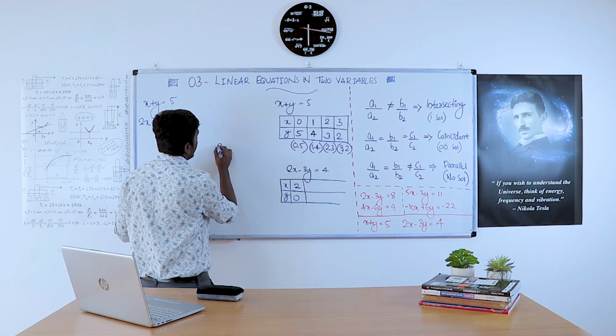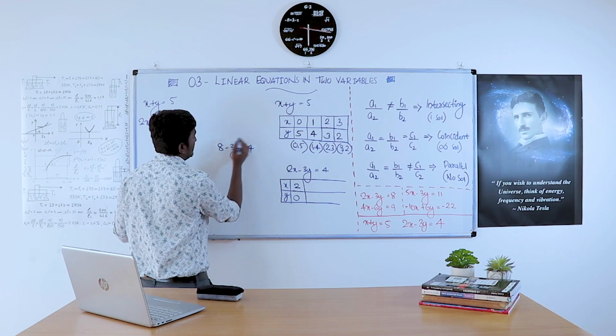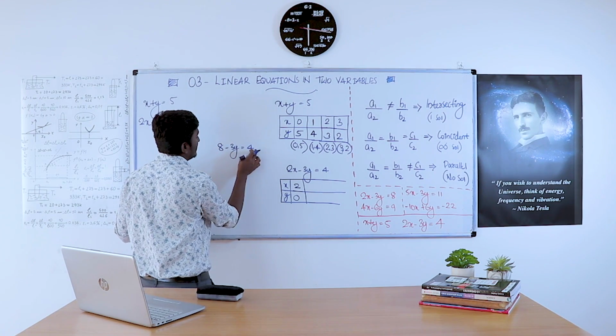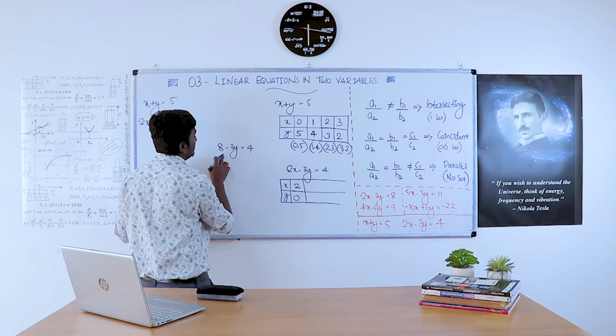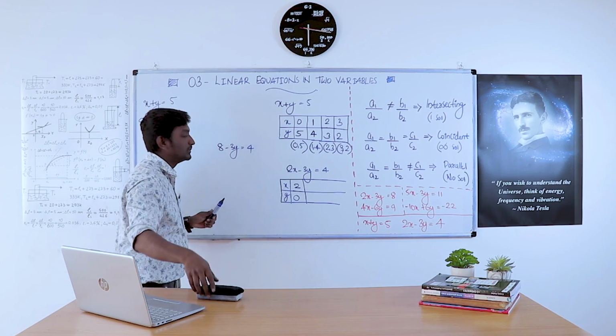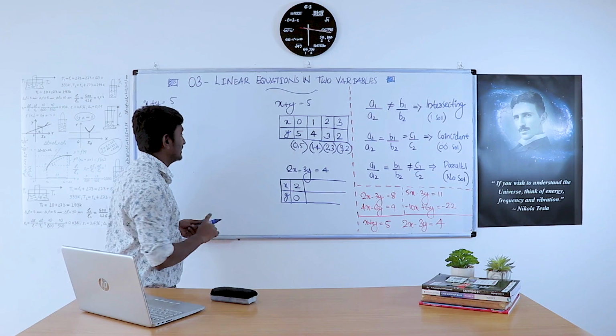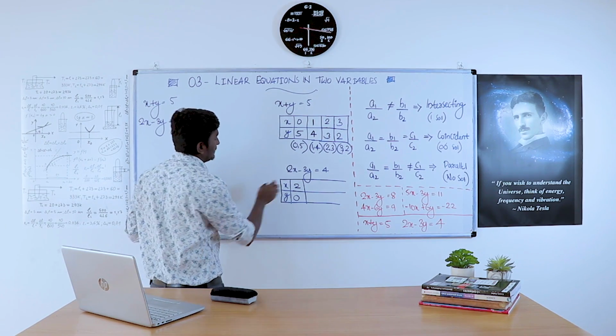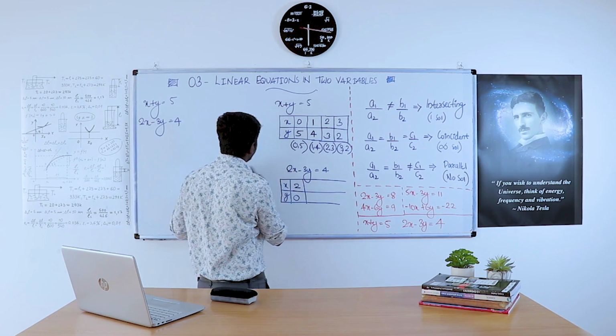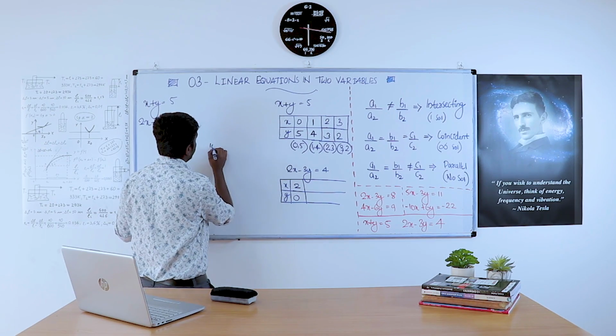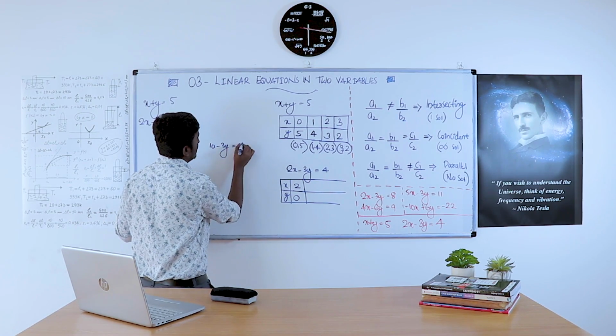2 into 4, 8 minus 3y is equal to 4. Then minus 3y goes to the right side, it becomes plus 3y, 4 comes here, 8 minus 4, 4. Then also it becomes a fraction. So I'm not giving the values 3, 4. Just I am giving the value 5. What happens when I am giving 5? 2 into 5, 10 minus 3y equal to 4.